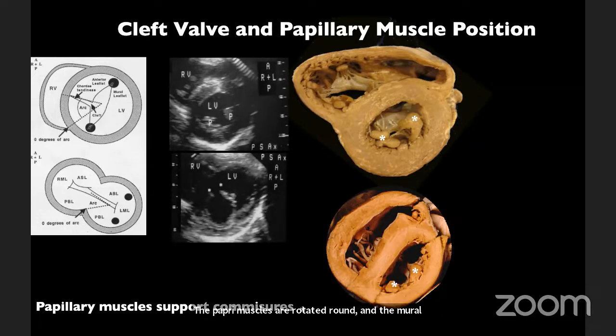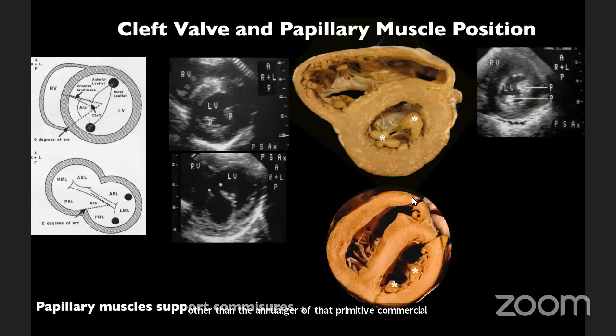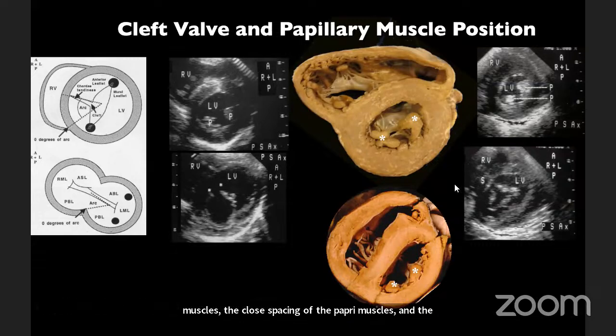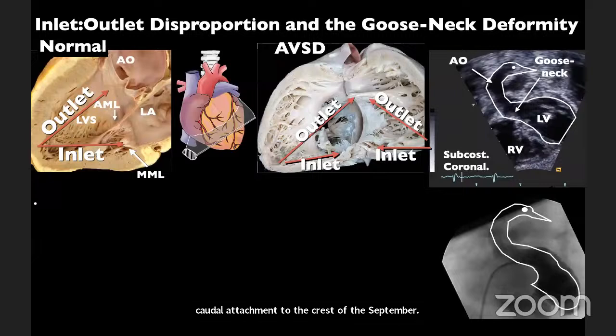And here is an echocardiographic example of an isolated so-called cleft in the mitral valve, which is nothing other than the analogue of that primitive commissure that was present here. And on the right side, we see again the rotation of the papillary muscles, the close spacing of the papillary muscles, and the caudal attachment to the crest of the septum. So that is talking about the clefts.